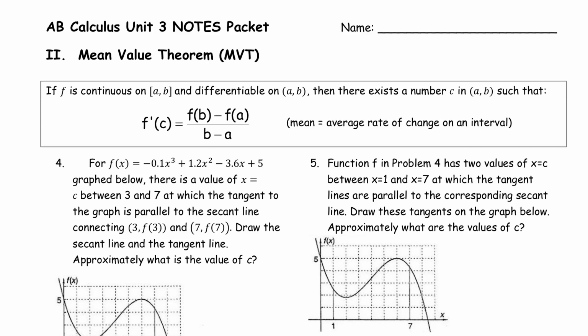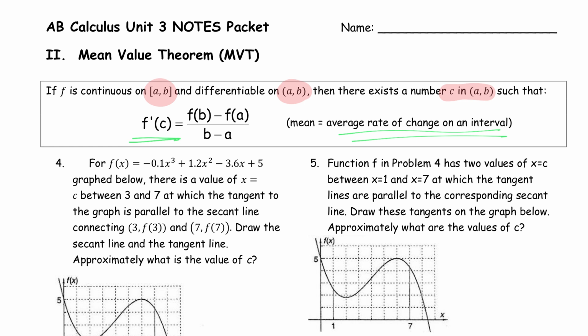In this video, we're going to talk about the mean value theorem. So the mean value theorem literally says if f is continuous on this closed interval and differentiable on the open interval, then there exists some number c within (a, b), so it's in between a and b, such that the derivative of f at c equals the average rate of change on the interval between a and b.